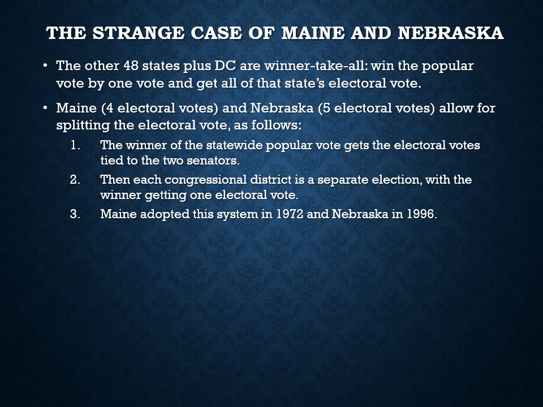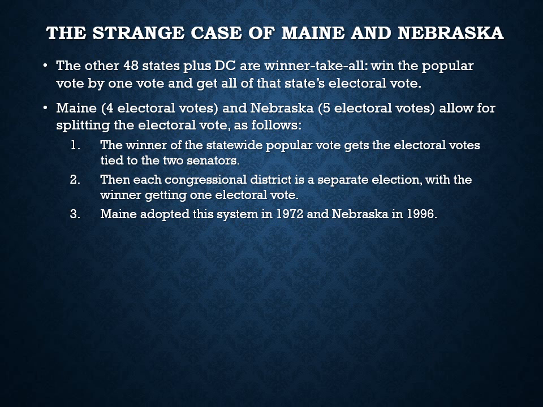Now, they're small states. Maine only has 4 electoral votes and Nebraska 5, but they use a system like this. The winner of the statewide popular vote gets the electoral votes associated with the 2 senators. But then each congressional district is a separate election, with the winner of that district getting 1 electoral vote.